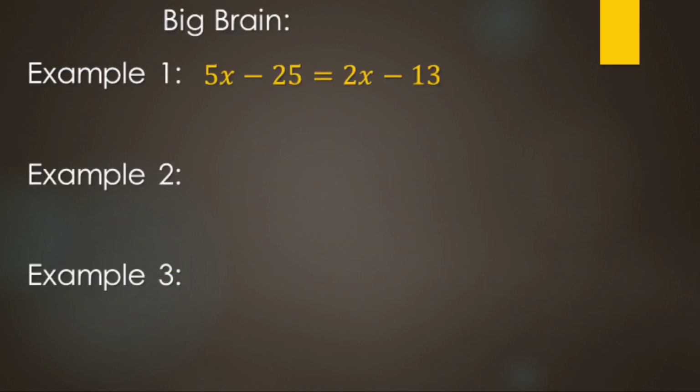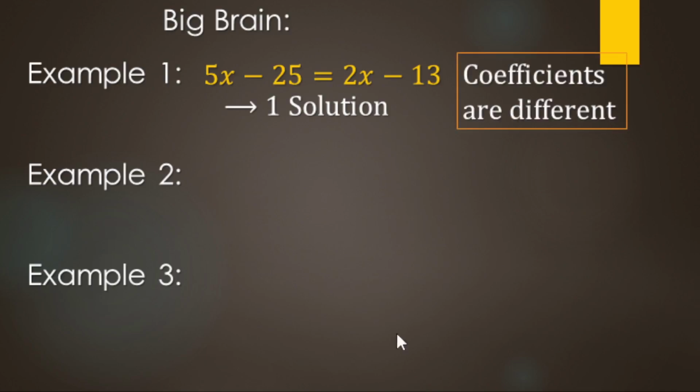So now if you're looking for the big brain shortcuts, when you get to a step that looks like this, it automatically means you're going to have one solution. And the way we tell that is we look at the numbers in front of the x's, the coefficients. If your coefficients are different, in this case here, it's a 5 and a 2, if those are different, you will end up with one solution.